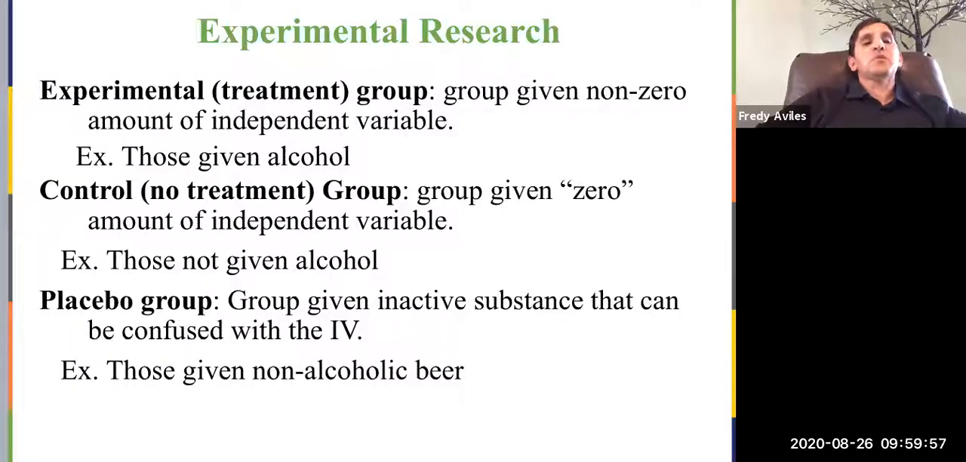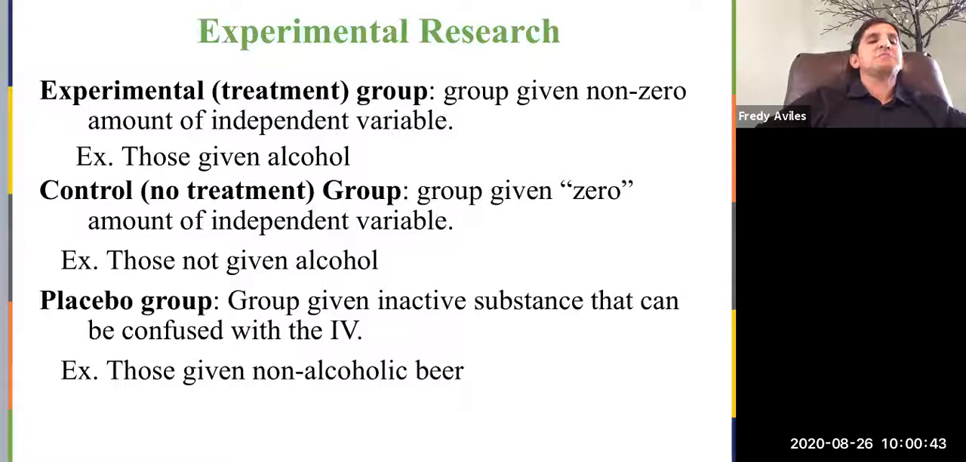Now, we can also have a placebo group. I said that a placebo effect can be a problem, okay? Potentially mess up your study, your experiment. Well, if you have a placebo group, then it's not so much of a problem because then you can see what it's doing. A placebo group is the group of people who are given an inactive substance that can be confused with the independent variable. Let me explain that. The placebo group is a group of people that's given something that doesn't really do anything. They're given a placebo. If we're talking about alcohol, the placebo group gets something that's not real alcohol. My example here might be non-alcoholic beer.